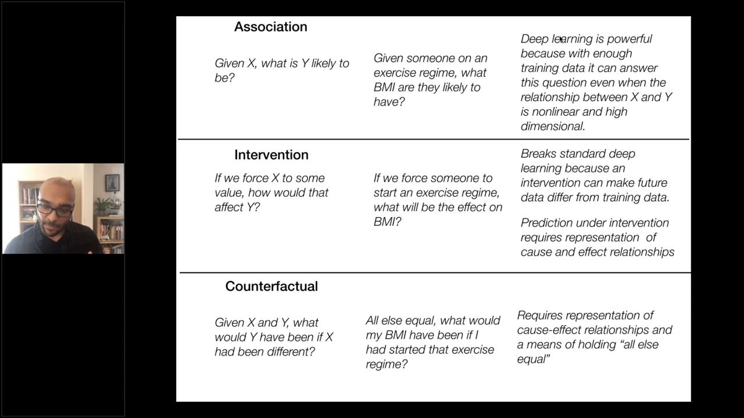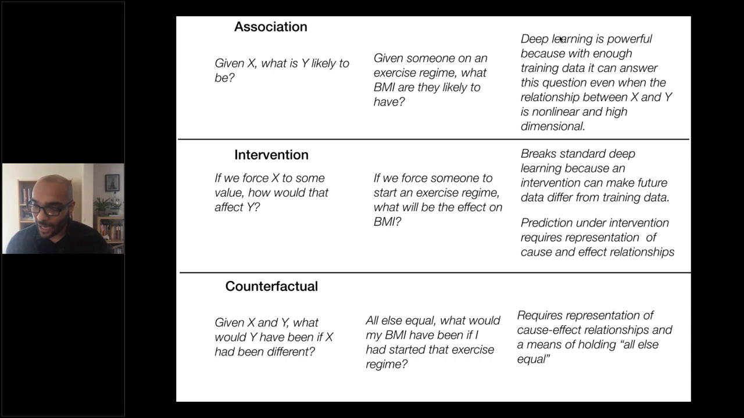Like, had I tried better in school, I would have gotten a better job. This is conditional on your situation now. You're making a comparison between what you're experiencing and what you think you would have experienced. And to actually simulate what you would have experienced in your mind, you need a causal model of the world. So with this BMI case, it's saying, all else being equal, what would my BMI have been if I had started that exercise regime? So this requires not just a representation of cause-effect relationships, but some way of holding all these other things equal.